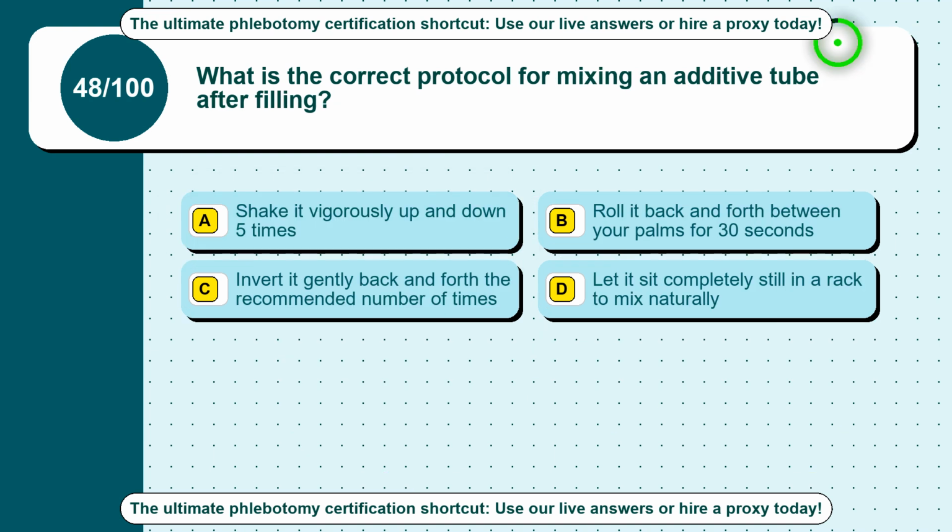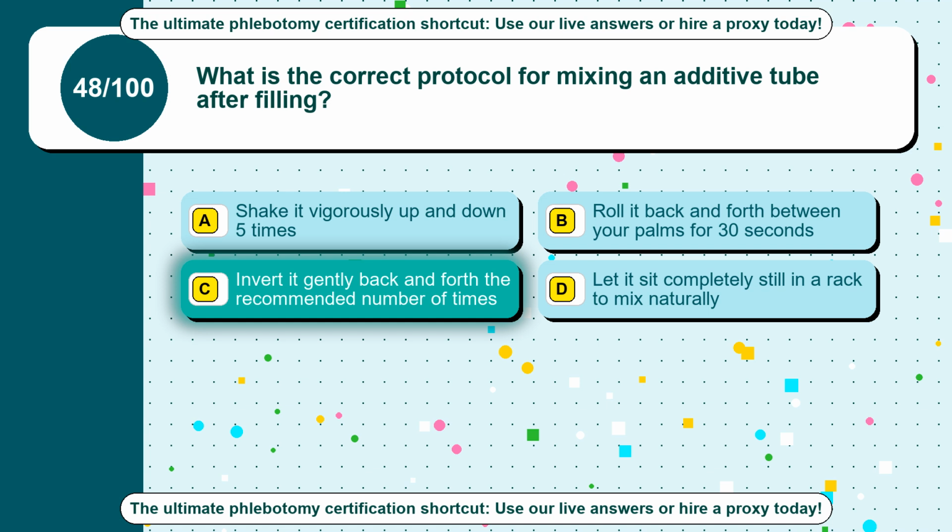Question 48. What is the correct protocol for mixing an additive tube after filling? Option A, shake it vigorously up and down 5 times. Option B, roll it back and forth between your palms for 30 seconds. Option C, invert it gently back and forth the recommended number of times. Option D, let it sit completely still in a rack to mix naturally.